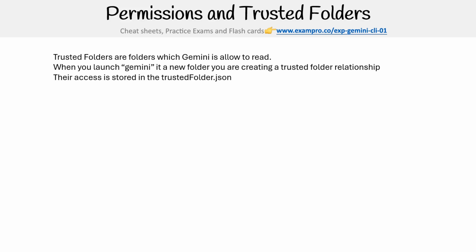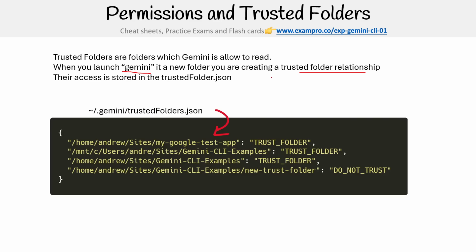All right, let's talk about the permissions command in trusted folders. So the idea here is when you type the word Gemini, in other providers, they define that as making a new project, but here you're creating a new trust folder relationship, and you're basically saying, hey, is it okay to use the contents within this folder? And you're going to say yes or no, and that's going to determine whether it's a trust folder or a do not trust folder. All that data is stored in the trustedfolders.json file.